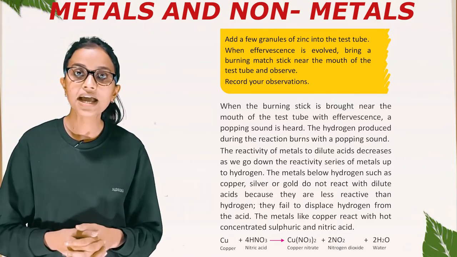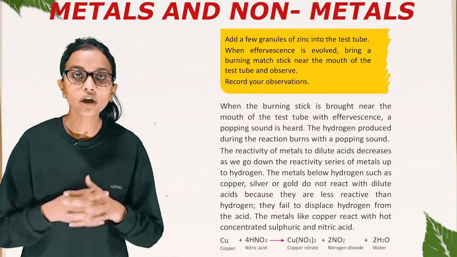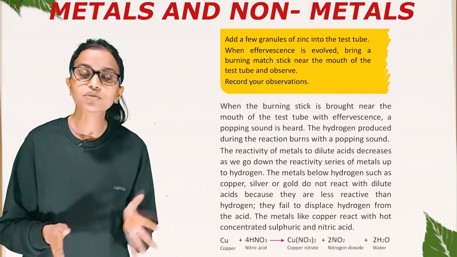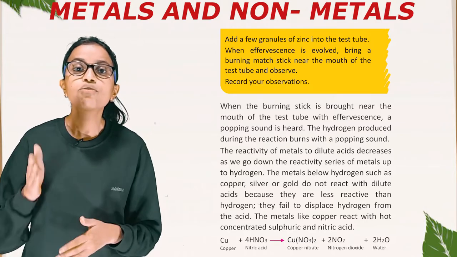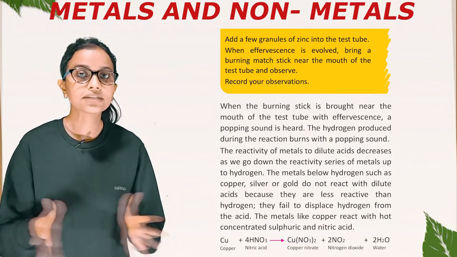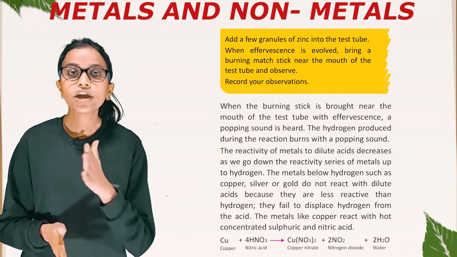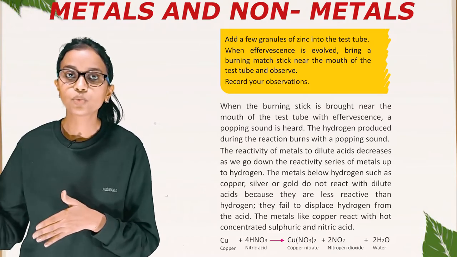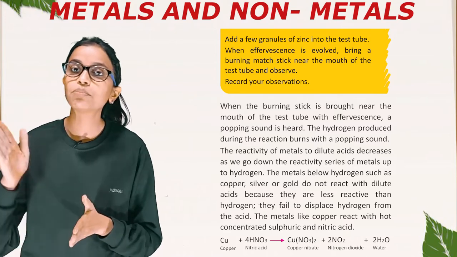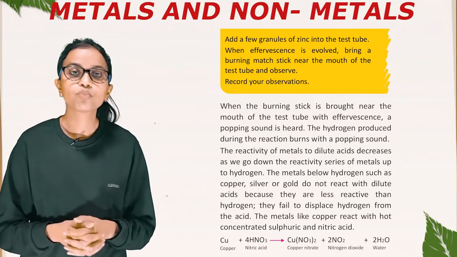The metals like copper react with hot concentrated sulfuric and nitric acid. Cu, copper, plus 4HNO3, that is nitric acid, gives Cu(NO3)2, copper nitrate, plus 2NO2, nitrogen dioxide, plus 2H2O, water.